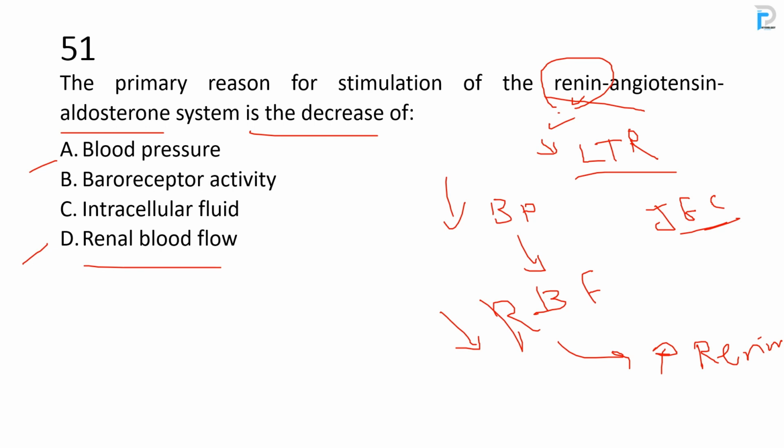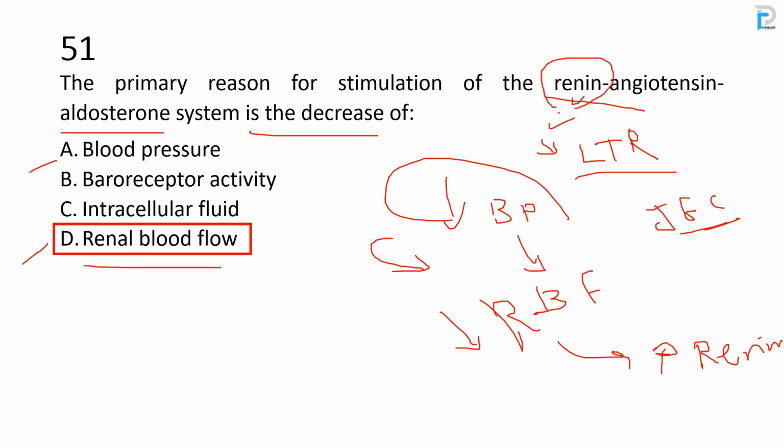If we have a decrease in blood pressure that didn't result in a decrease in renal blood flow, this system will not be activated. This means this system will be activated only with a really low blood pressure in the circulation, which exceeds the ability of the kidney to auto-regulate its own blood flow. So the decrease in blood flow results in activation of this system. The correct answer here is a decrease in renal blood flow. That is the primary and direct factor which causes the stimulation of this system.